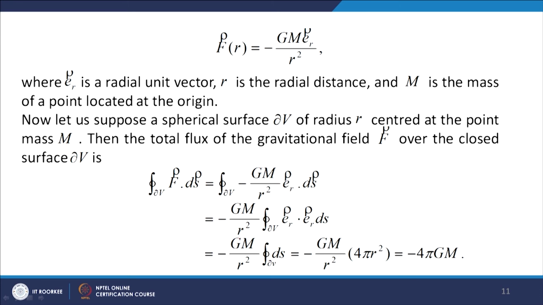So, minus GM over r square is a constant, we can write it outside the integral. So, minus GM over r square, the integral over del B er dot er dS, er is a vector normal to the element dS. Now, er dot er is equal to 1. So, we have minus GM by r square, the integral over del B dS, and this is a surface integral. The surface area of the spherical surface of radius r is 4 pi r square. So, minus GM over r square into 4 pi r square, and we therefore have minus 4 pi GM.